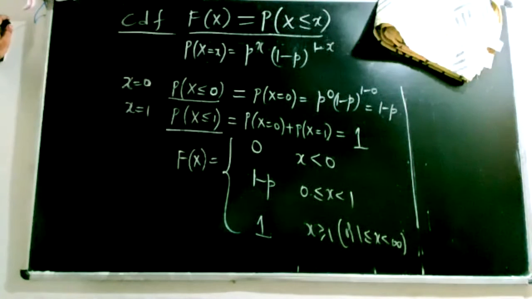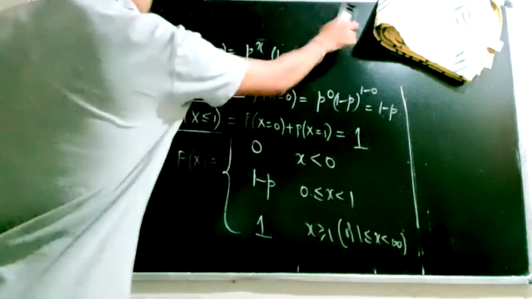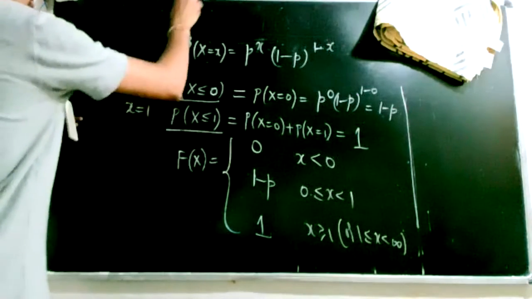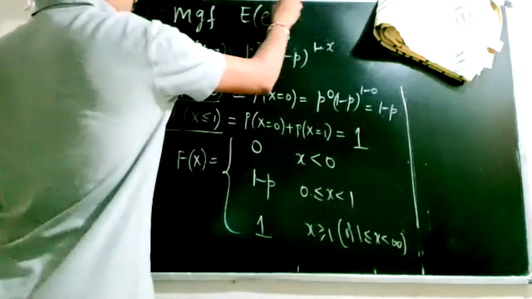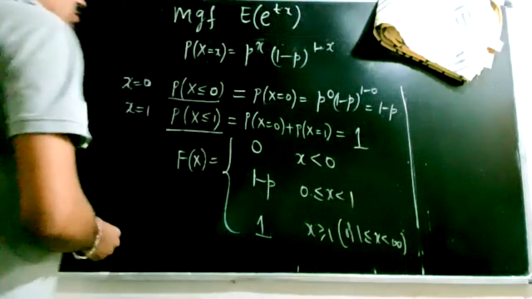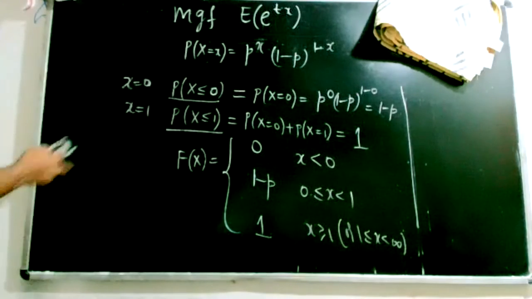Okay, so what else we have? Properties, distribution, moments, skewness, kurtosis. Then we have MGF, the MGF of the Bernoulli distribution. MGF is the expectation of e power tx. So we have p of x equal to this.